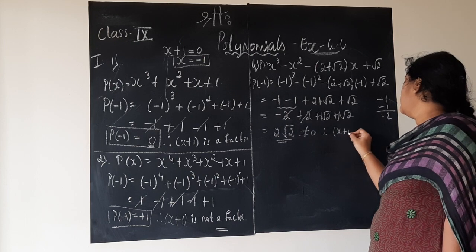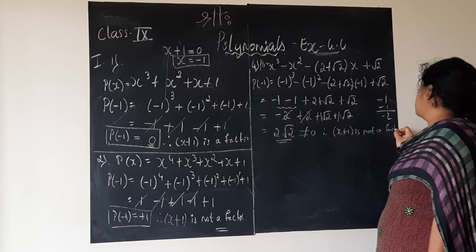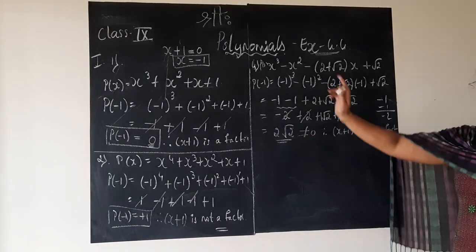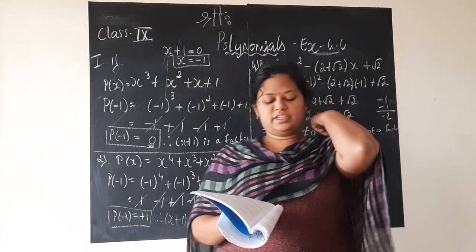Therefore we can tell that x plus 1 is not a factor. X plus 1 is not a factor now. If we get this 0, it is a factor. If not 0, it is not a factor. So this is about the first main, children.